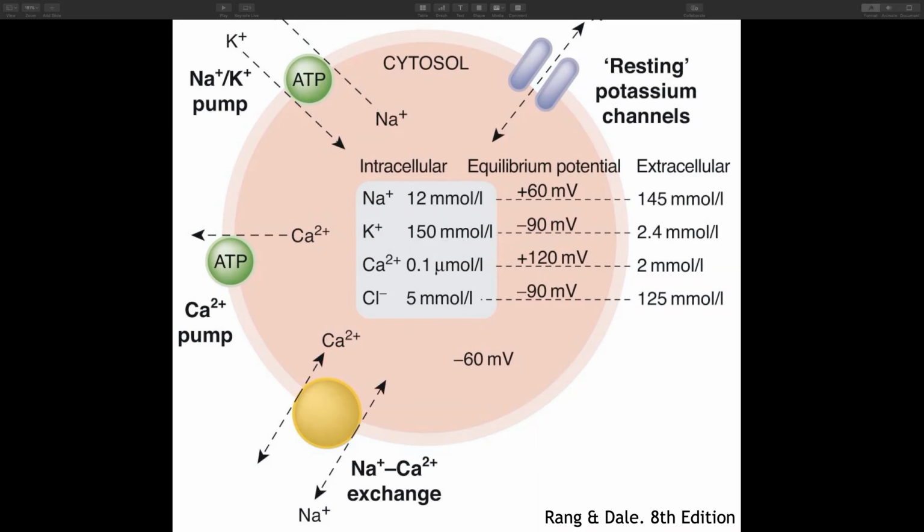So this is showing that there's a high concentration of chloride extracellularly, and if it was able to freely flow into the cell, it would pour in, creating a negative 90 resting membrane potential. Yeah.